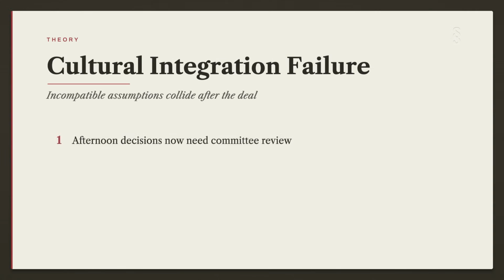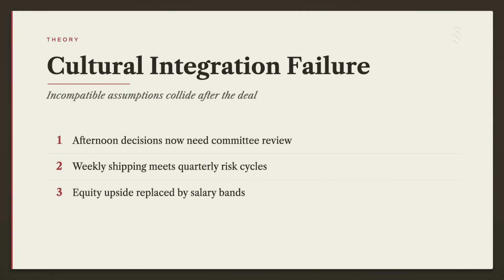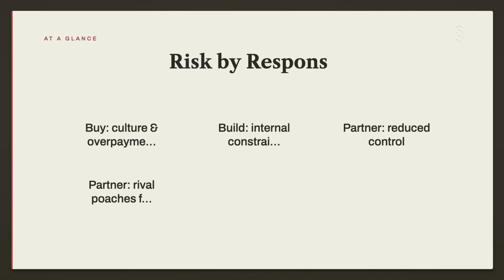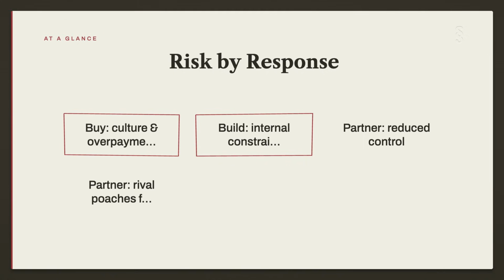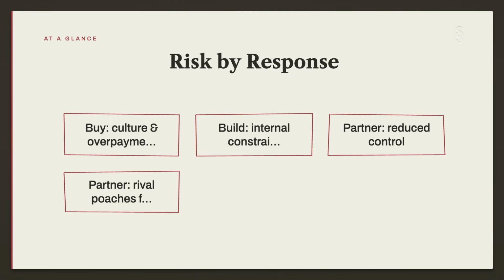The failure mode is cultural integration. A fast, risk-tolerant startup team collides with a slow, process-heavy incumbent. Quick decisions now need committee review. Weekly shipping meets quarterly risk assessment, and equity upside gives way to salary bands. Each response carries its own risk. Buying risks cultural failure and overpaying for unproven technology. Competing risks internal constraints blunting the effort, and partnering risks reduced control, including the fintech later becoming a rival or getting acquired. That's why partnership risk is usually the most tolerable of the three.